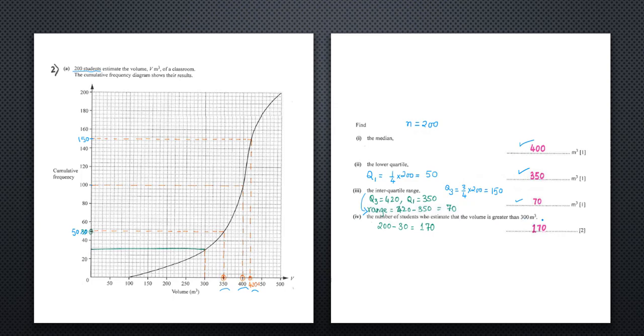And for the last part of the question, the number of students who estimate that the volume V is greater than 300 meter cube. Now the volume is plotted on the x-axis. So we're first going to locate the volume as equal to 300 meter cube, which is this point. Now, in order to find out the number of students who estimate the volume to be greater than 300 meter cube, if I can find out the number of students who estimate the volume to be less than 300 meter cube, I can obviously subtract that number from the total number of students and get the required number of students who estimate the volume to be greater than 300 meter cube.